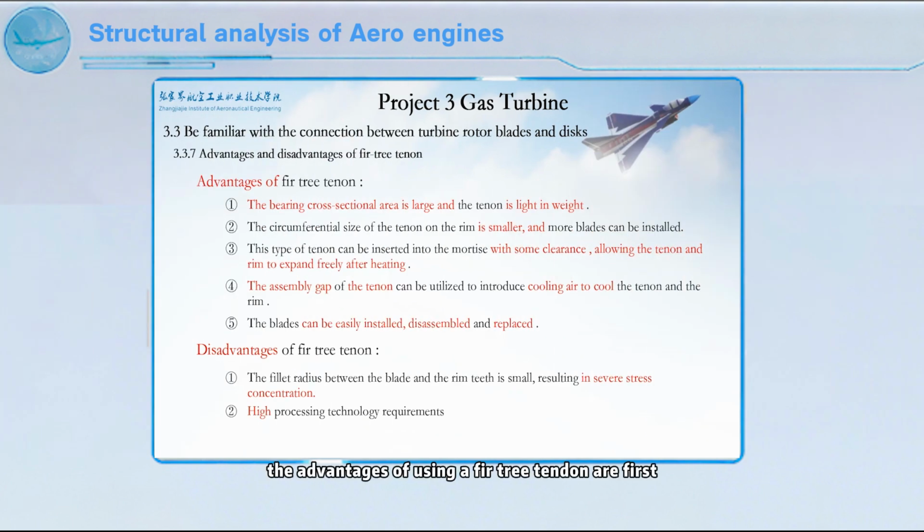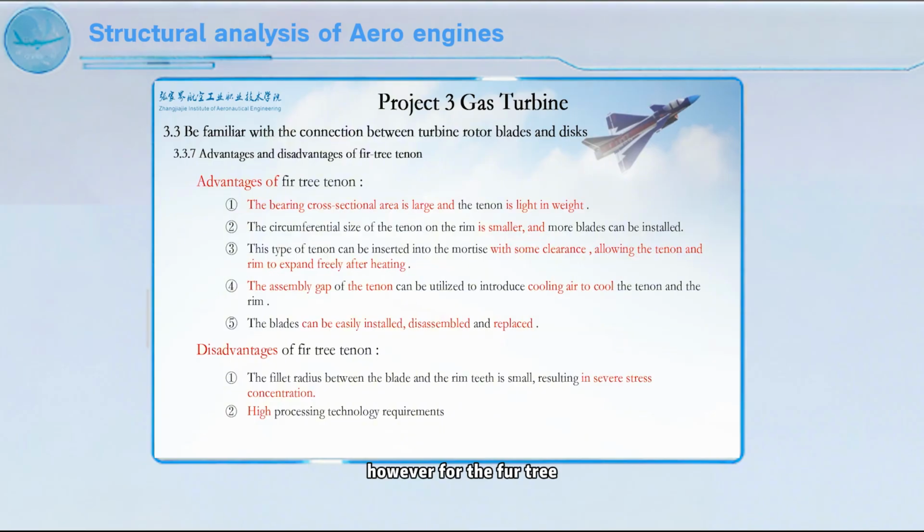The advantages of using a fir tree tenon are: first, the fir tree tenon has a large cross-sectional area and is lightweight. Second, the circumferential dimension of the fir tree tenon on the rim is small, so more blades can be installed. Third, this tenon can be inserted into the mortise with a gap, allowing the tenon and the rim to expand freely after being heated. Fourth, the assembly gap of the tenon can be used to allow cooling air to enter and cool the tenon and rim. Fifth, it is convenient to assemble, disassemble, and replace blades.